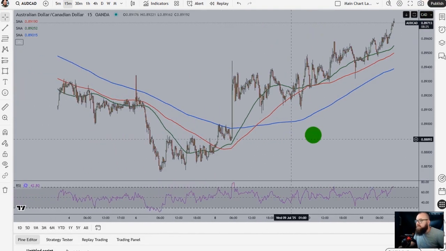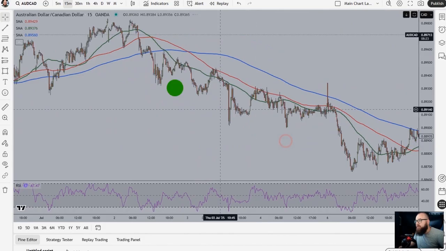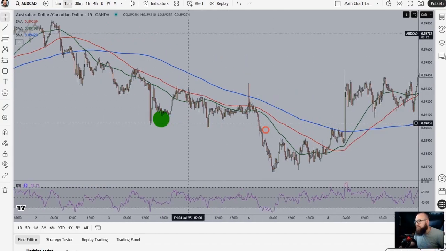Downtrend, we have a downtrend over here. Once again, we have these swings, price swings, and we have lower highs and we have lower lows. It's really important you understand that.